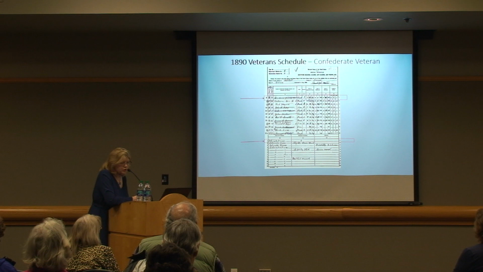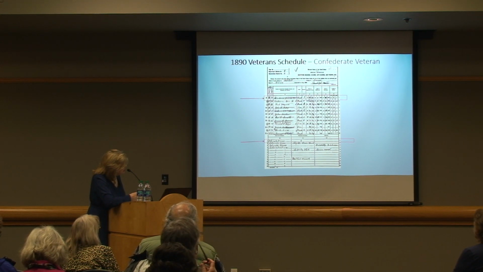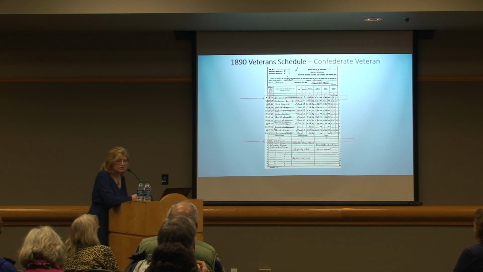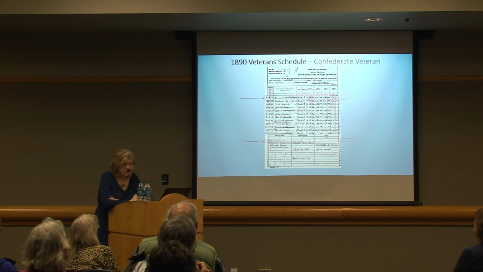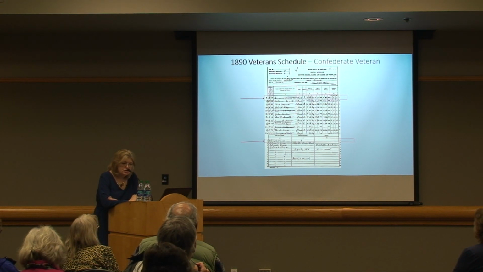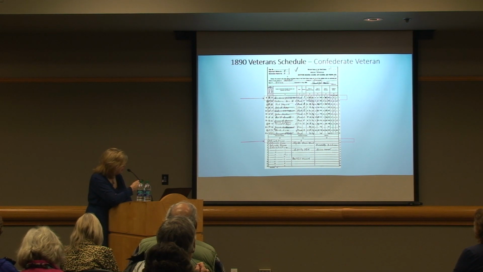Now, the enumerators were only supposed to put down Union veterans. This enumerator puts down all these veterans and then realizes his mistake. So then he crosses out the ones that were Confederate. But we can still see them. So my advice to you is, don't ignore the veteran censuses just because your ancestor wore gray instead of blue. Because like James, you may actually find them in here.